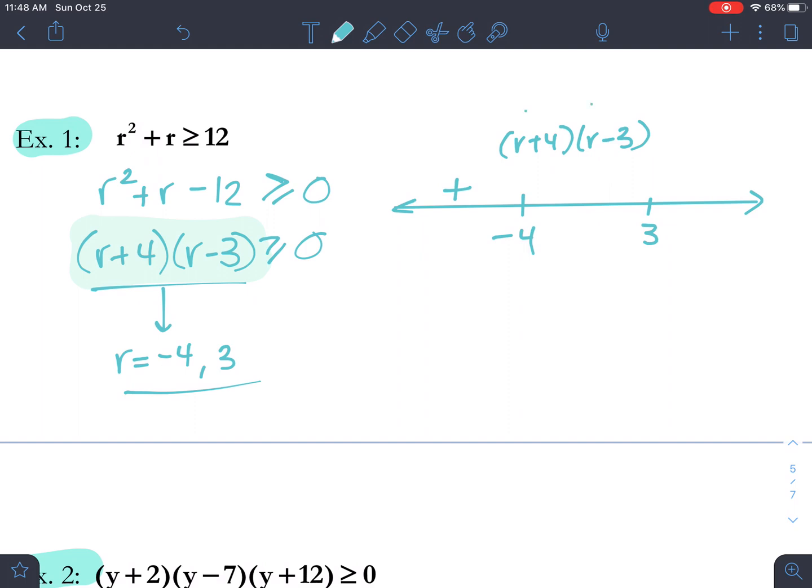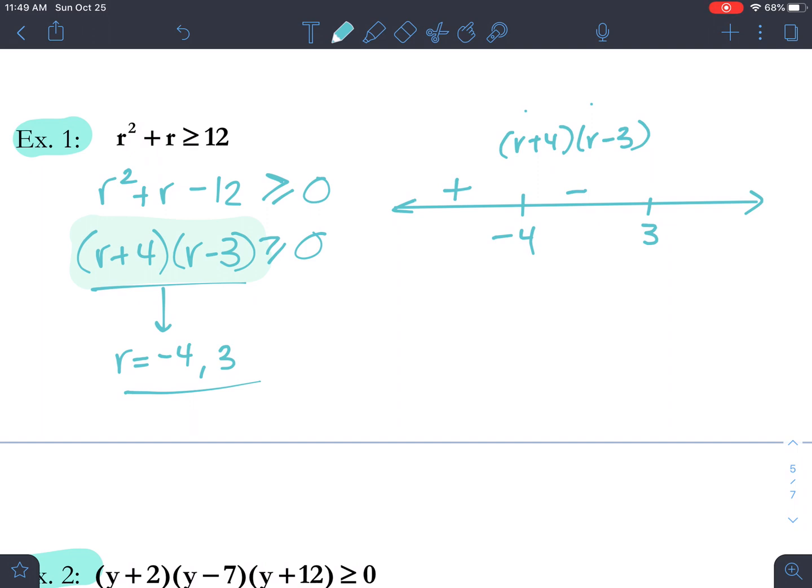Negative times a negative is a positive. So this entire interval is going to give me positive values. All right, let's try each interval. How about between -4 and 3? Well, what's a number in between? I would pick 0. What's 0 plus 4 times 0 minus 3? Again, you don't have to write that. That would be a positive times a negative, which is a negative. So this entire interval here is negative, any number you plug in between -4 and 3.